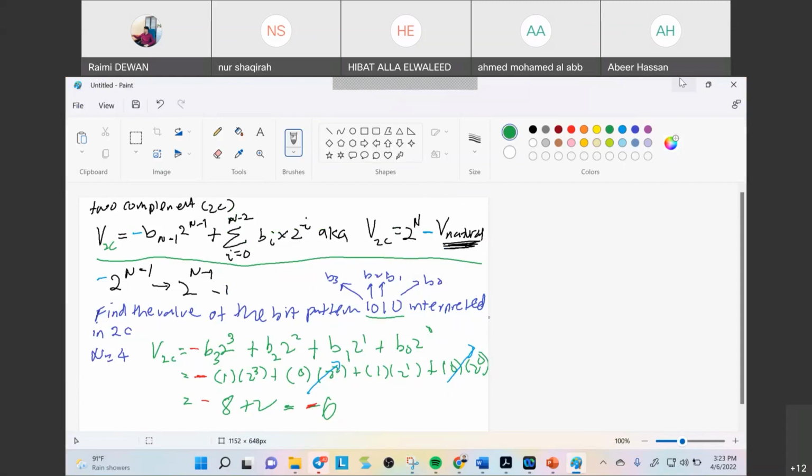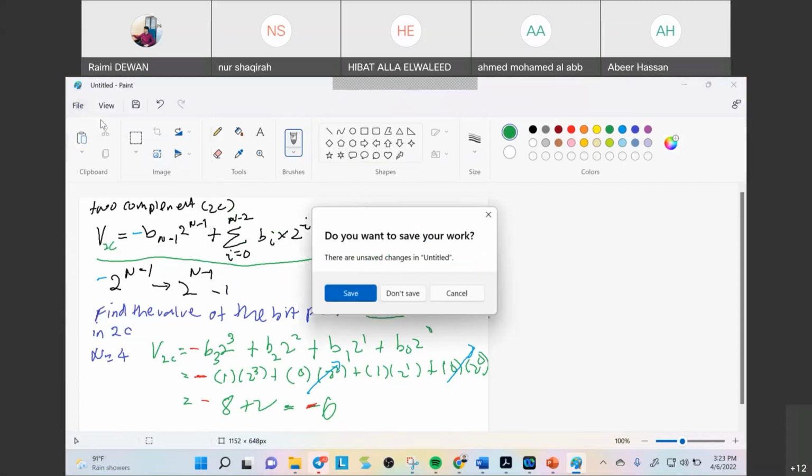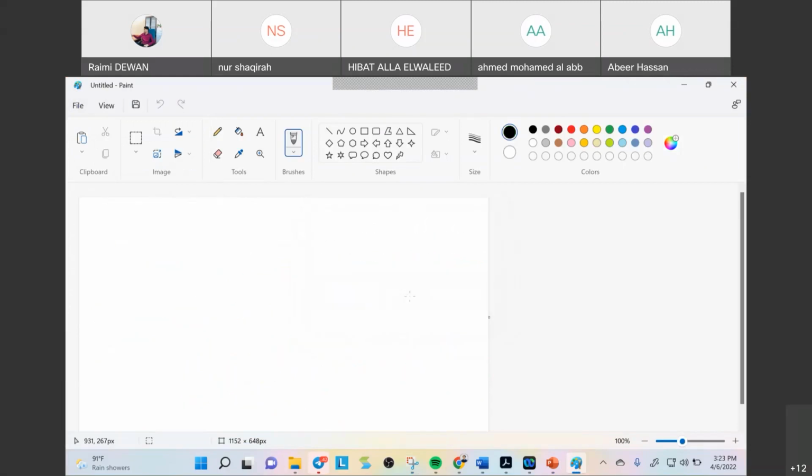Okay, never mind. So next one is what they call sign extension in two's complement. Oh, okay. This one I think is not in the slide. Wait, I want to see the slide. Is it in the slide or not?